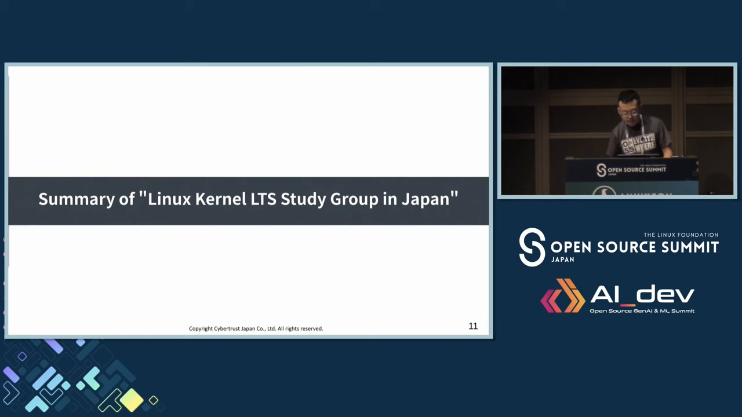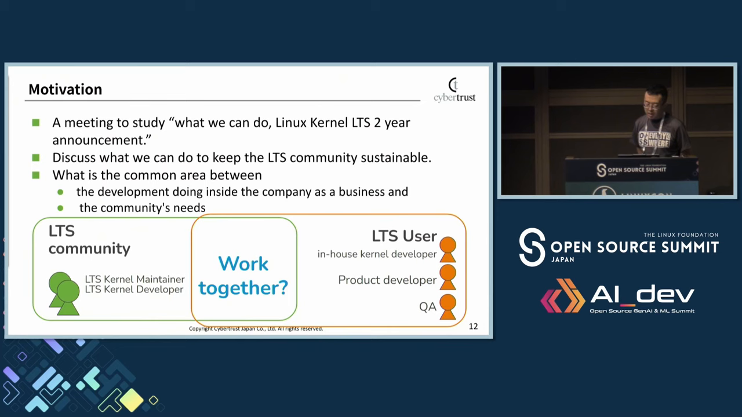So that's the background. The second topic is a summary of the Linux kernel LTS study groups in Japan. I'd like to introduce it. Firstly, I would like to explain the motivation of the study group. So we decided the goal. The goal of the study group is what can we do in response to the announcement that Linux kernel LTS will be 2 years.